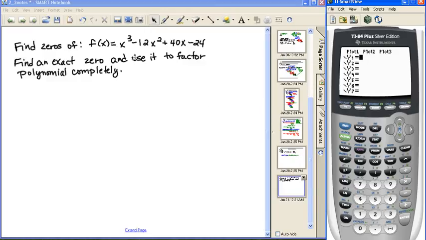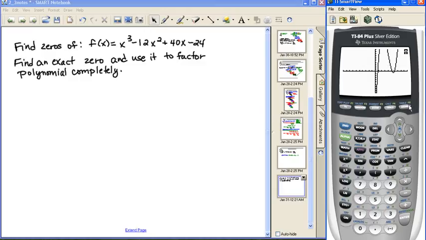So let's enter this function, x cubed minus 12x squared plus 40x minus 24. Give me just a minute to type that in. Okay, and I'm going to graph it in the standard window, making sure that I have everything typed in correctly. Let's see if that works in the standard window. Okay, we can see the basic shape of the graph. We need to extend it a little bit higher.